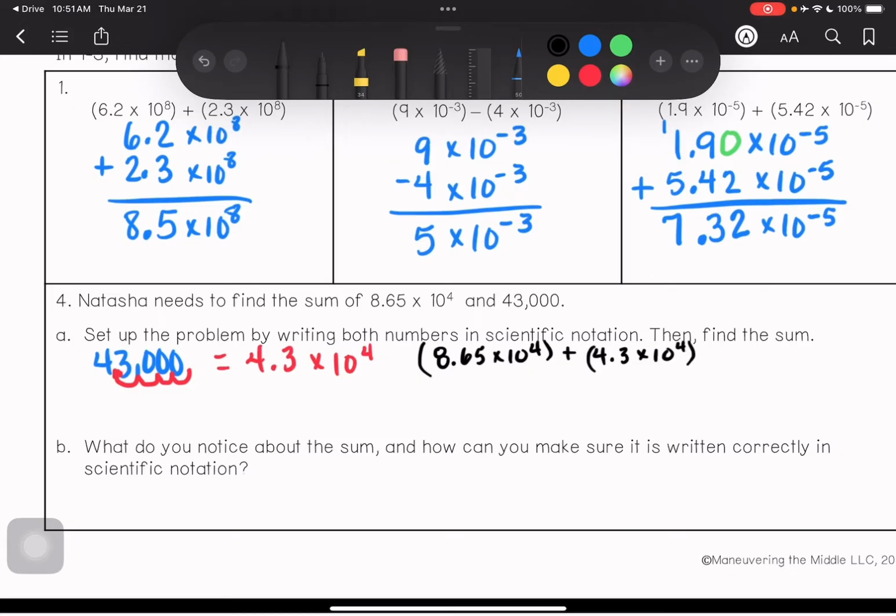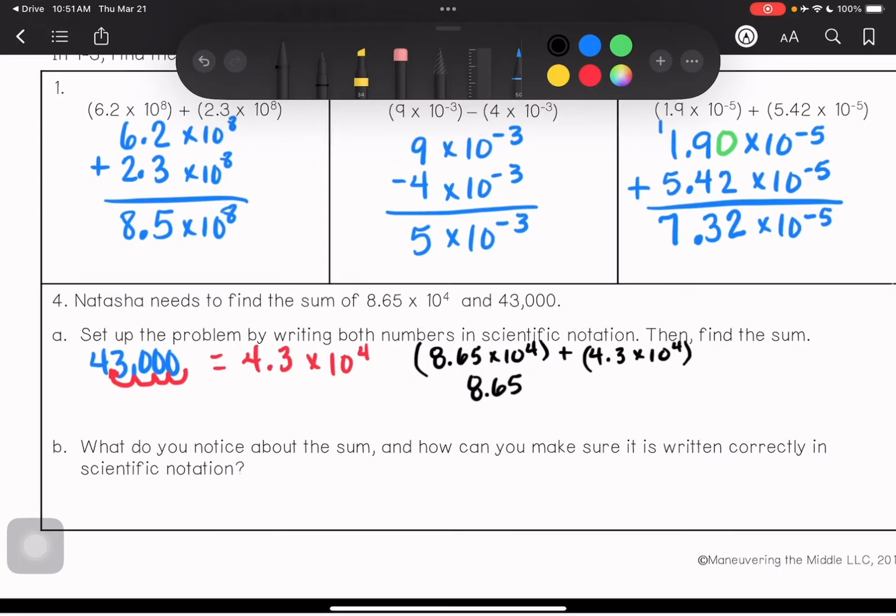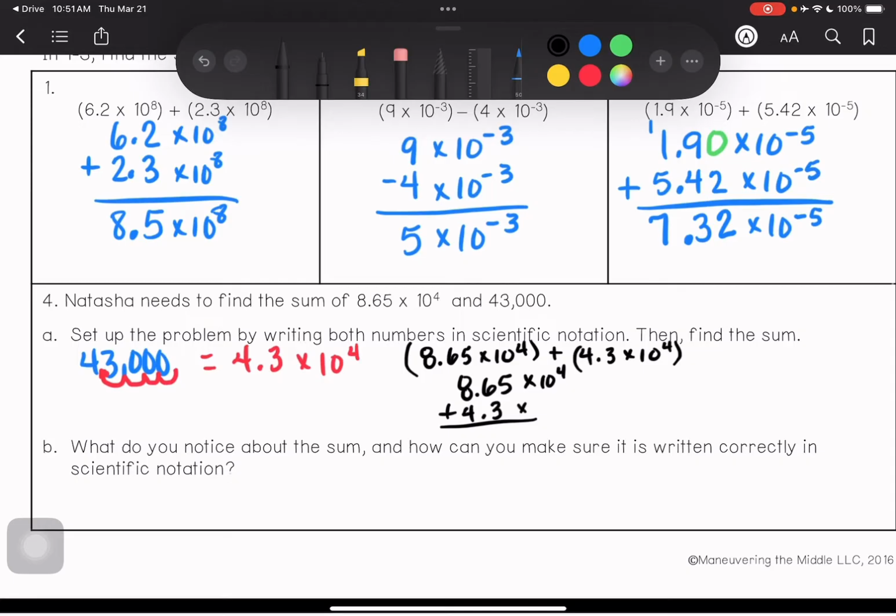So now I want to add my columns. So I'm going to add 8 and 6500ths plus 4 and 3/10. And both of those are multiplied by 10 to the 4th power. So I don't have a number here, so if you want to put a placeholder there, I'm going to put a 0 here. And I'm going to add vertically. So that gives me 5, 9, and 12 times 10 to the 4th.